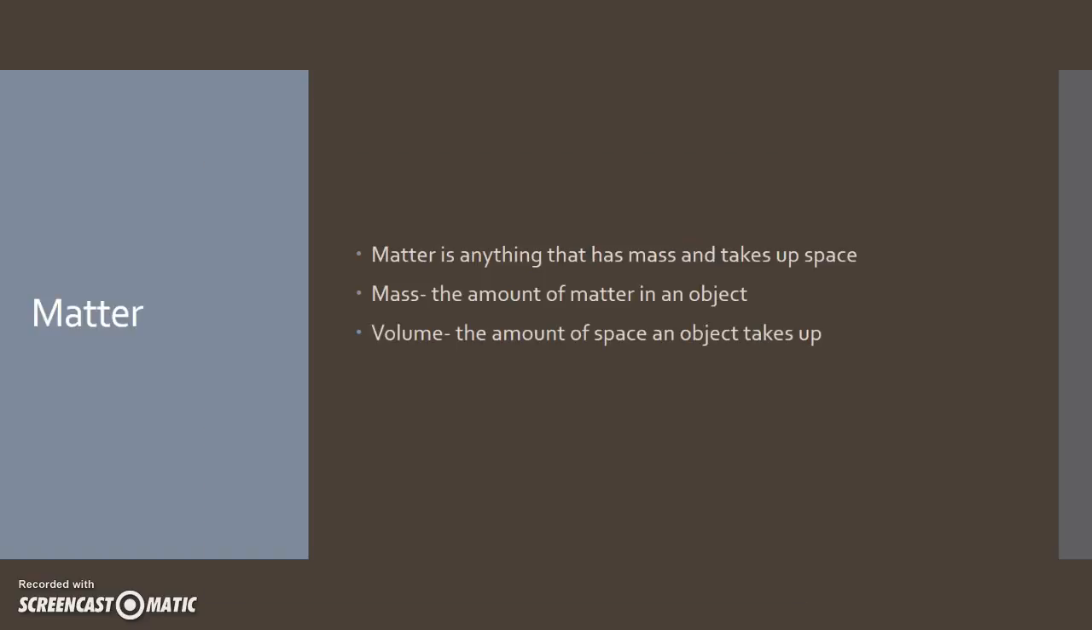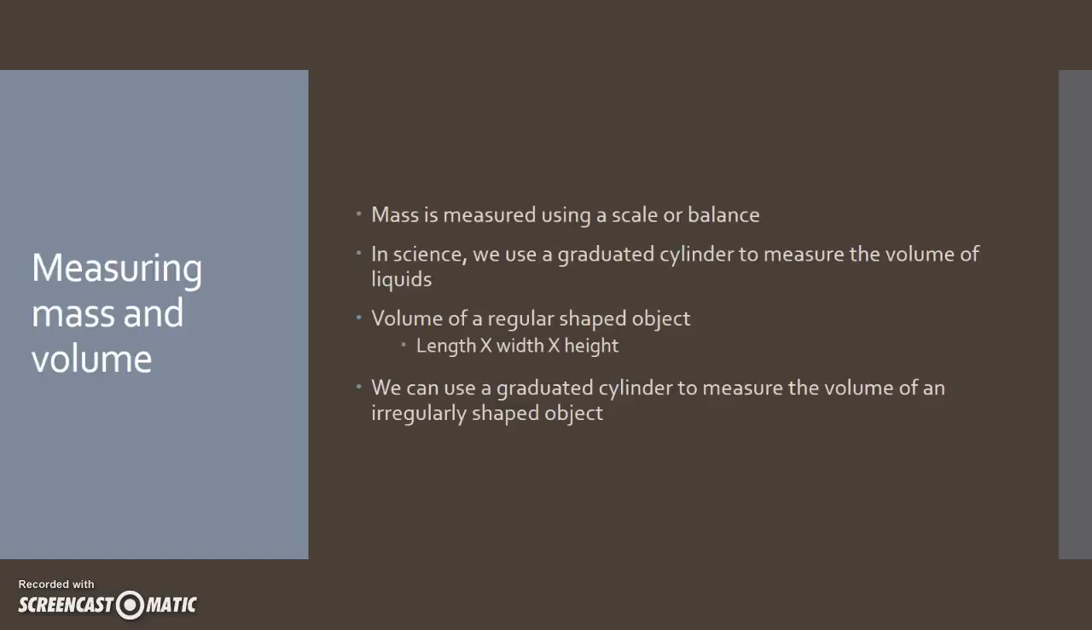Matter is anything that has mass and takes up space. Mass is the amount of matter in an object, and volume is the amount of space an object takes up. So matter has mass and it has volume. We measure mass using a scale or a balance. And in science, we use a graduated cylinder to measure the volume of liquids.